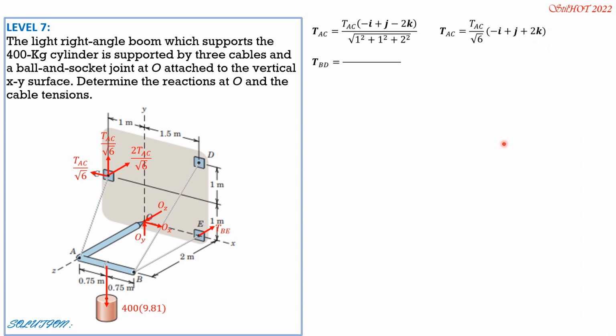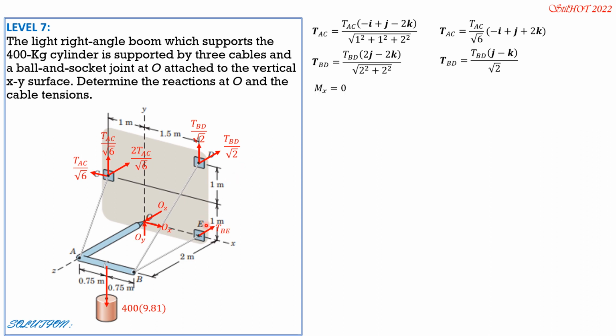So tension BD is tension BD magnitude times quantity 2J, negative 2K, over square root of 2 squared plus 2 squared. So tension BD is tension BD magnitude times J minus K over square root of 2. So, Y component upward, tension BD over square root of 2. K component backward, because that's negative, tension BD over square root of 2.